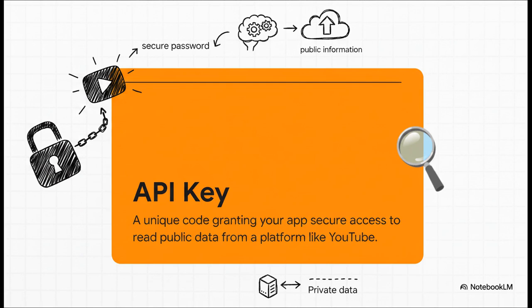And just to be perfectly clear about what this thing is, an API key is just a secure password for your program. It's how your system can legally and safely read public information from YouTube, stuff like subscriber counts and how many videos a channel has. It never ever has access to private data.